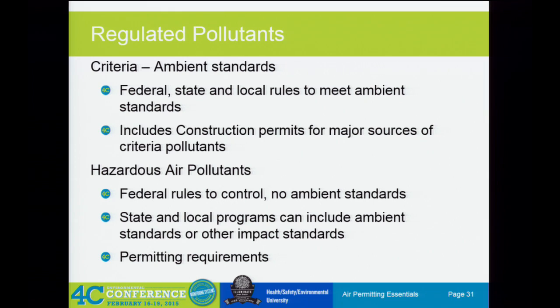We have state and local programs that can include ambient standards and/or other impact standards. So the state and local programs can develop their own specific rules and their own specific permitting requirements for hazardous air pollutants. And there are some permitting requirements for hazardous air pollutants. Some states require you to list out the hazardous air pollutants specifically in your permits.